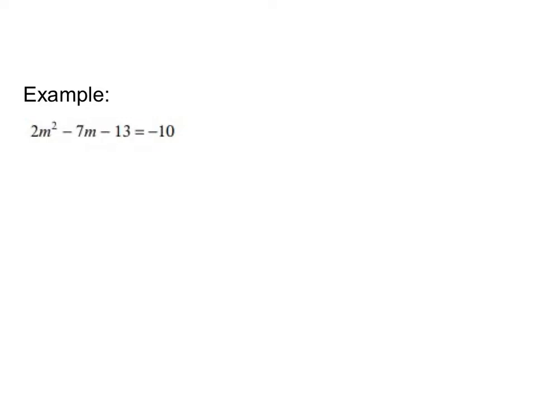Take a moment and try and decide, what does A equal? What does B equal? What does C equal? Be careful. Did you say that C equals -13? If so, you made a mistake, because we have this -10 over here, and the quadratic formula only works when it equals 0. So our very first step is we need to make it equal 0.